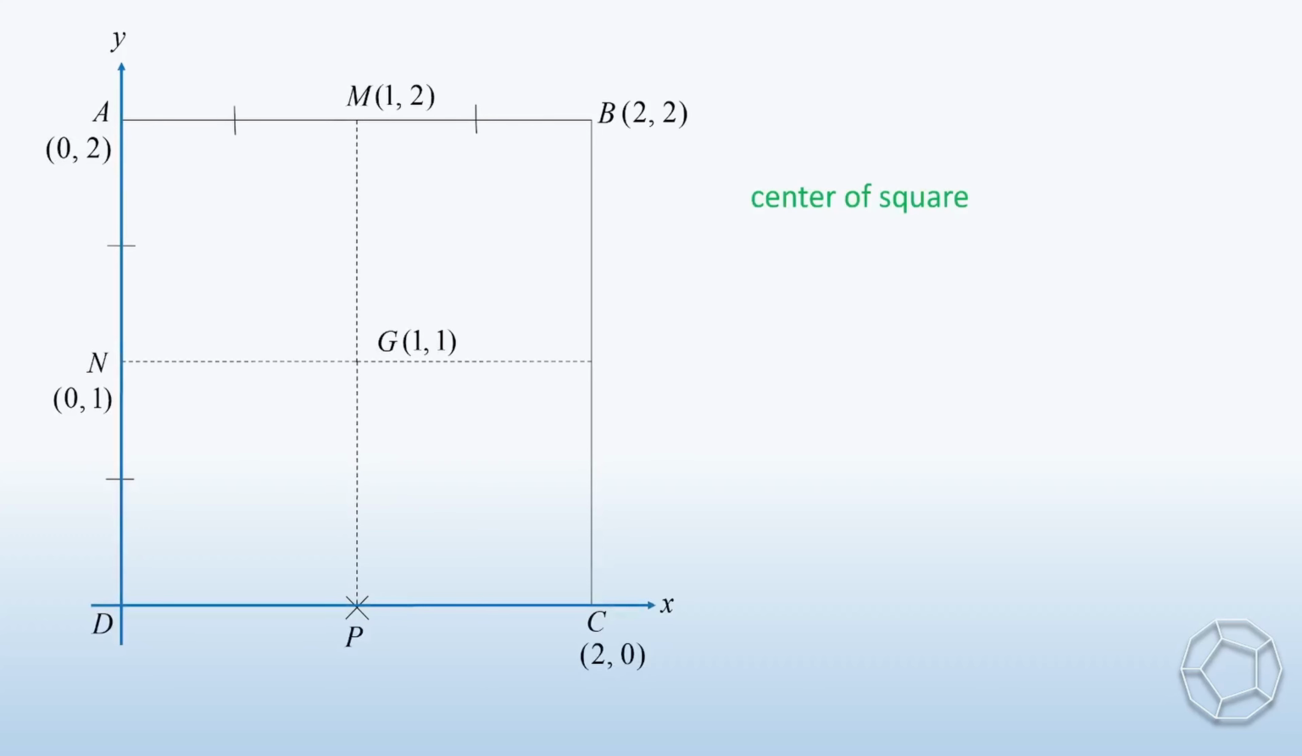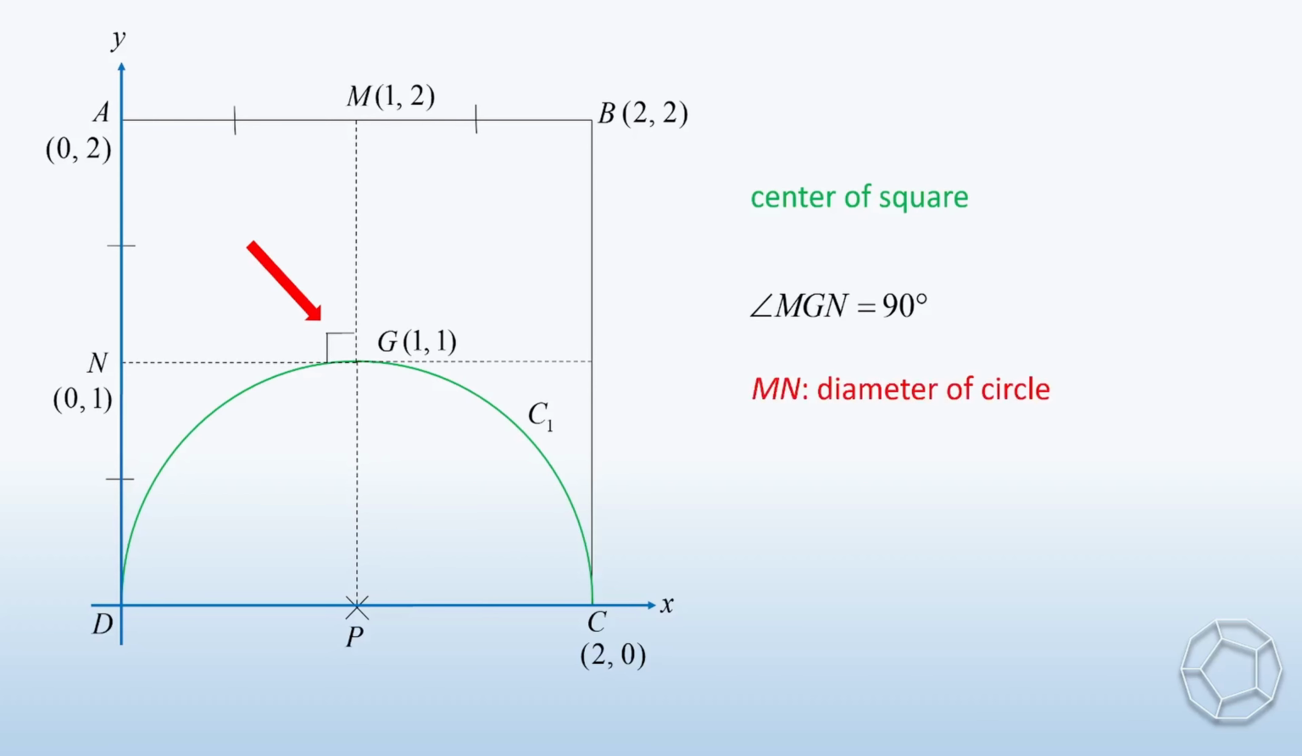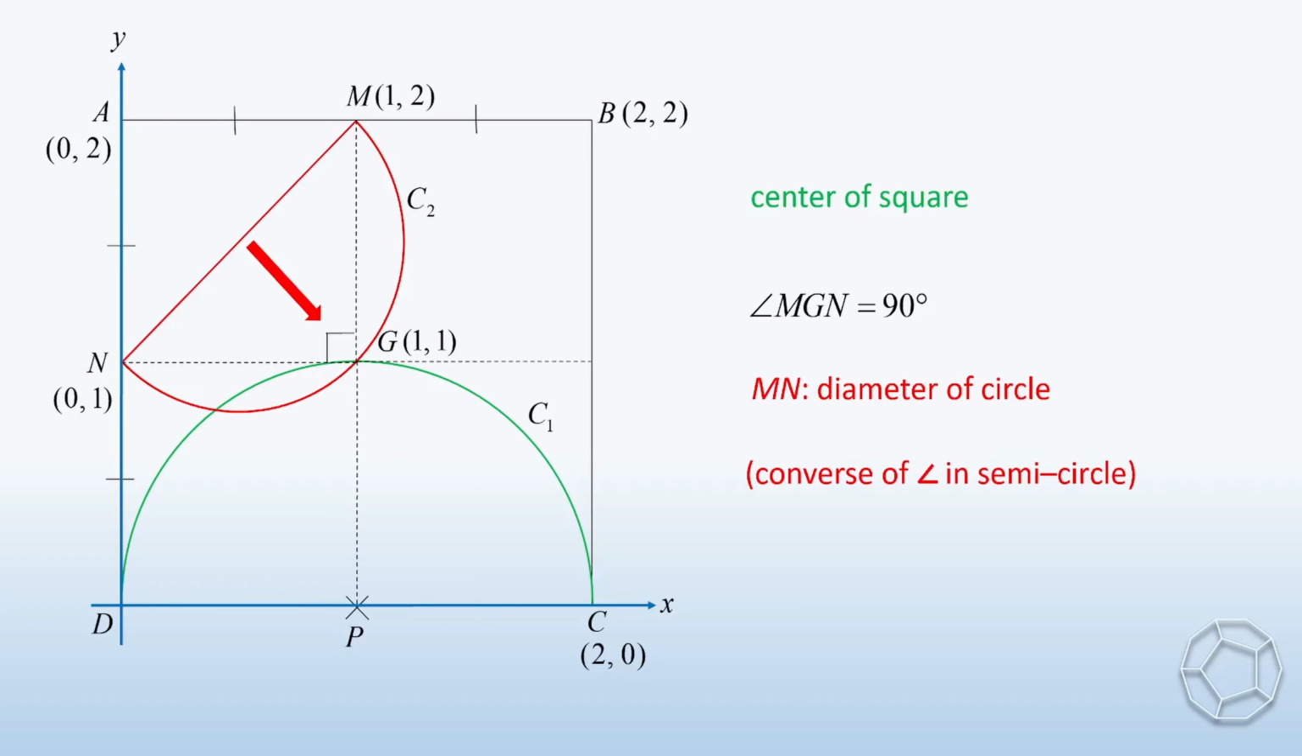We let the center be G (1, 1). It is clear that the length GP is equal to 1, which is equal to the radius of C1. So G lies on the green semicircle. At the same time, because we have a right angle here, MN is the diameter of the circle passing through M, G, and N. The reason is the converse of angle in semicircle. In other words, G lies on C2. Altogether, we can say that the two semicircles intersect at the center of the square.